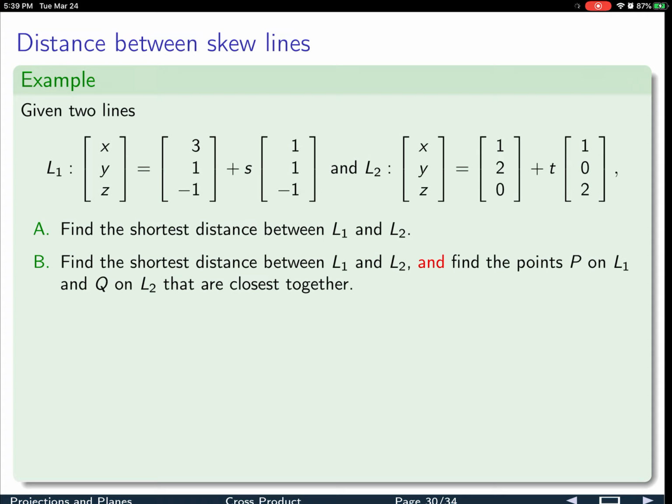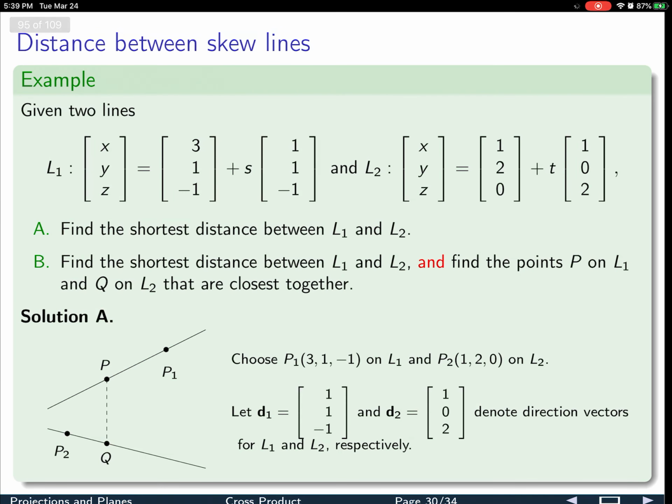And when we find that third vector that's orthogonal to the 2 direction vectors that we have, we're going to have the direction that we want in order to find the shortest distance. So here we go. We're going to do part A, where we're just looking for the shortest distance, and I think we're going to follow the plan that I just laid out.